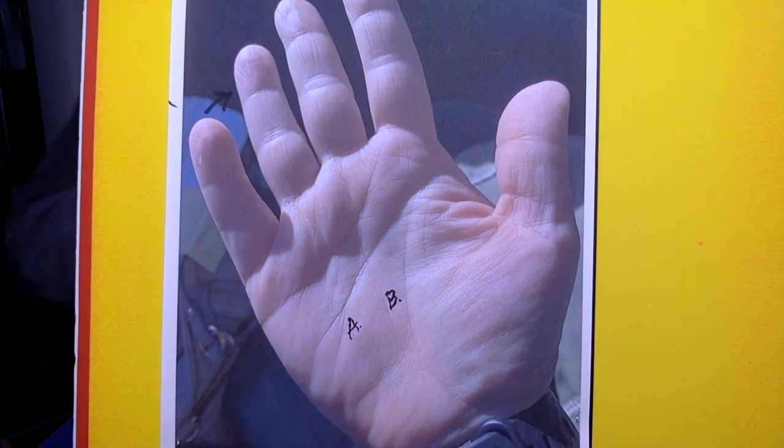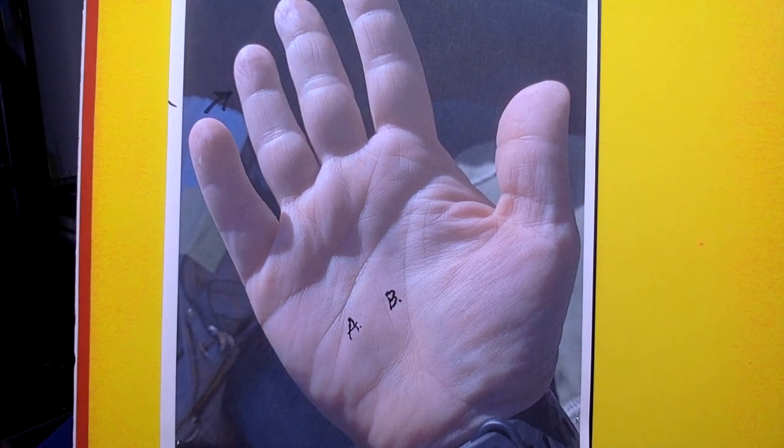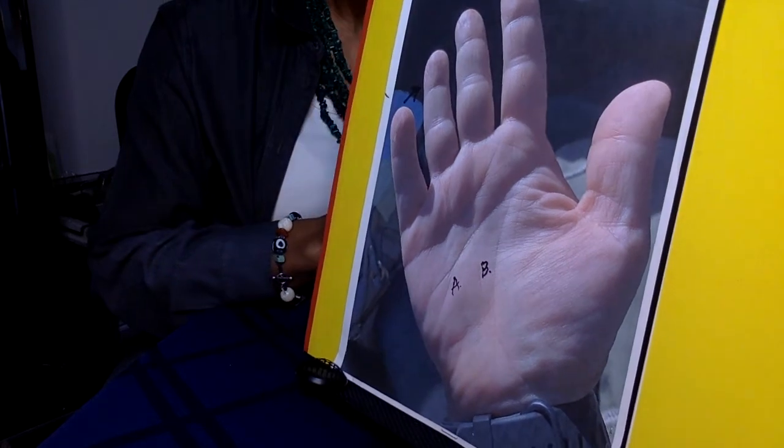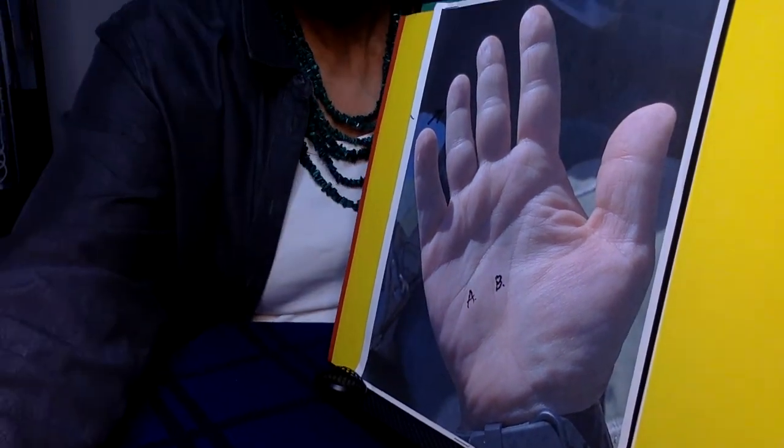So I'm showing you this just to point out that you can't assume that if it's one thing in the right hand, it's going to be the same thing in the left hand. No, it's not like that at all. So be sure to check both left hand and right hand when you're looking at your palms.